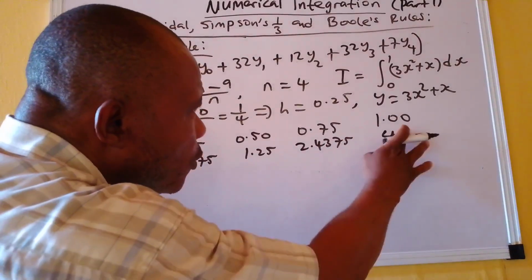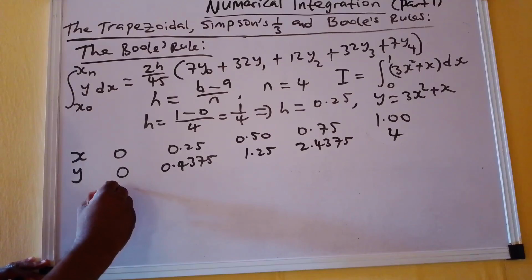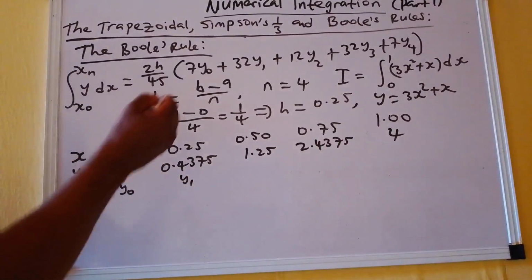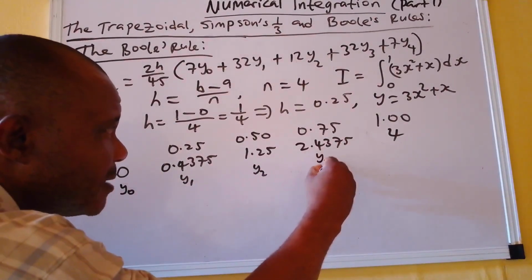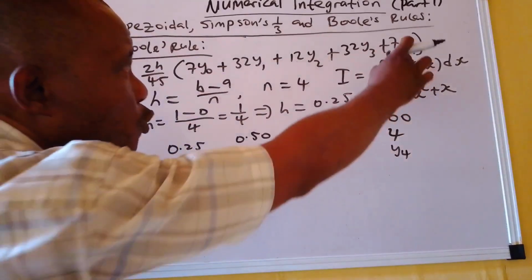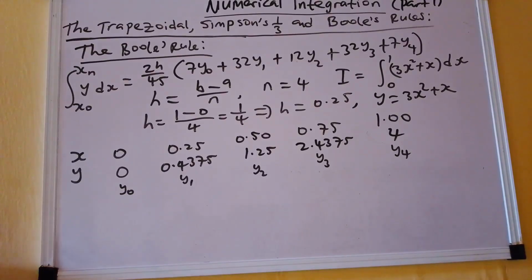I will always tell you to do your numbering, do it neatly. This one will be your y0, write it neatly. This will be your y1, so that when you are tracing it, it will be easier. This will be your y2, this will be your y3. Now you are permitted to write this one as your y4 because the Boole's rule stops at y4. Here your n is equal to 4. So now we can use the Boole's rule to carry out this integration.